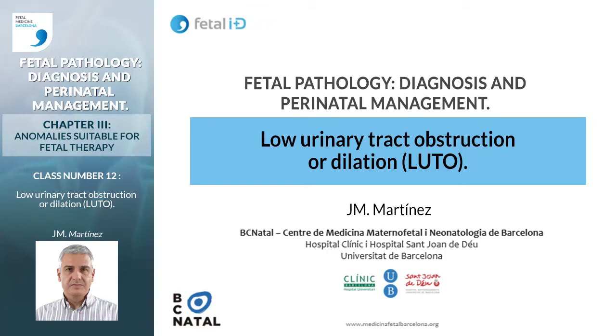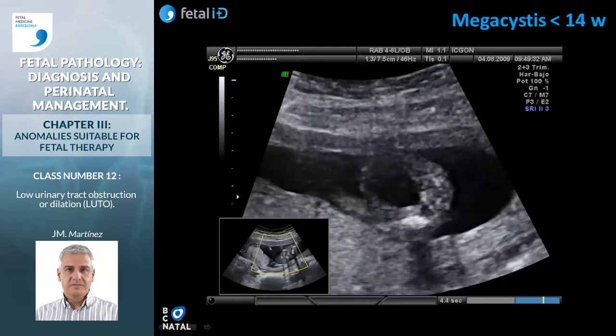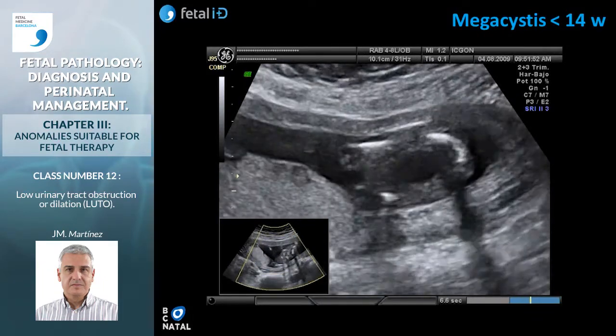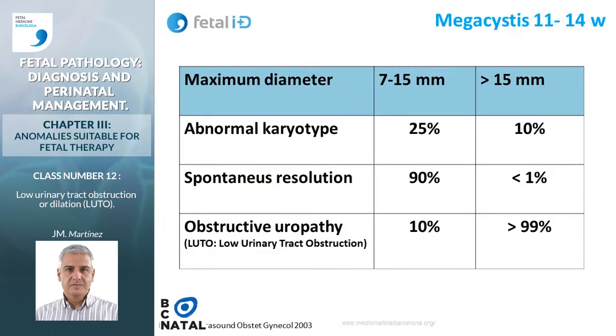Low urinary tract obstruction or dilation. This is an image of a megacystis. It's an ultrasound performed before 14 weeks of gestation. What do we have to consider when diagnosing a megacystis?